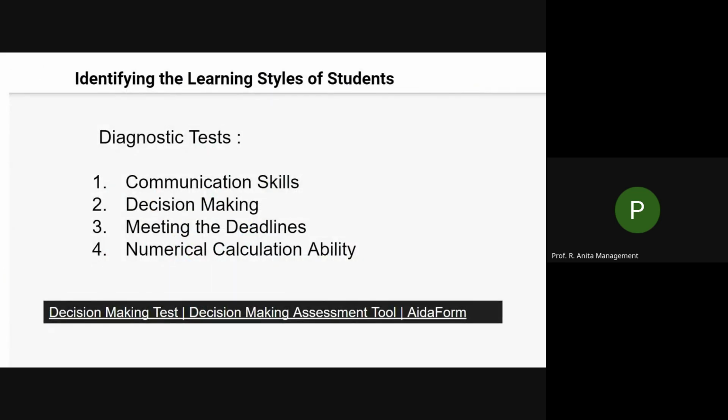Now, how do we identify the learning styles of the students? Now, there are various tests.